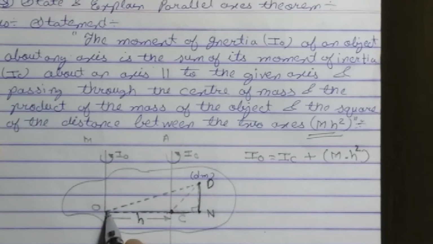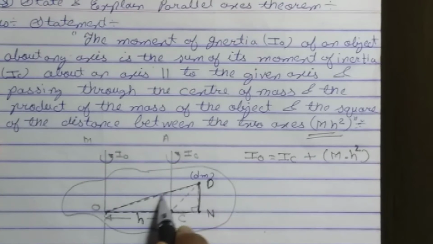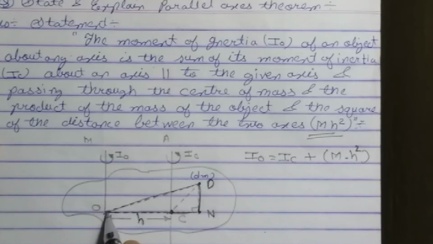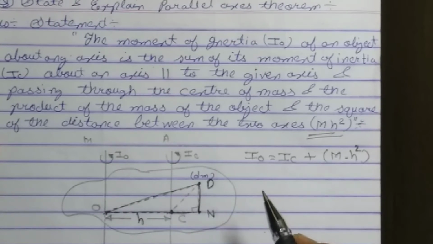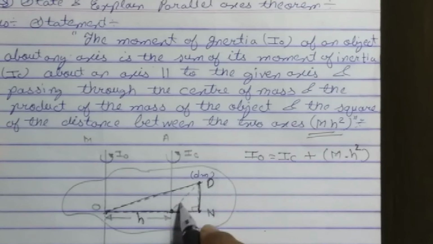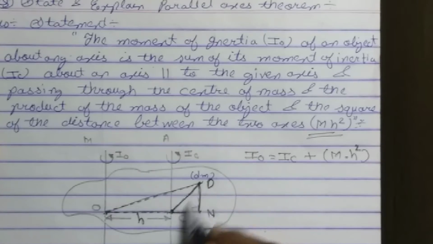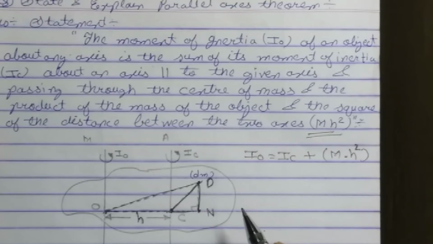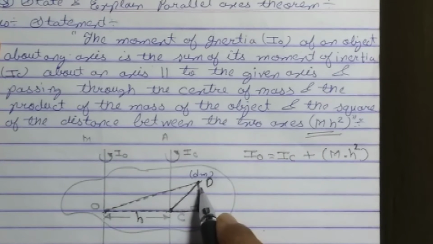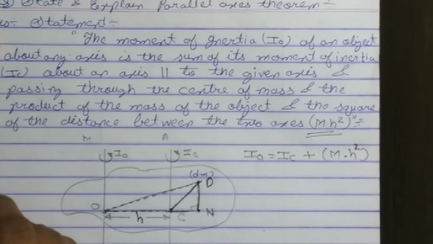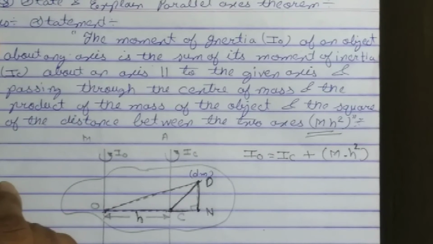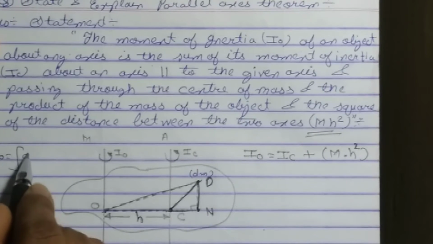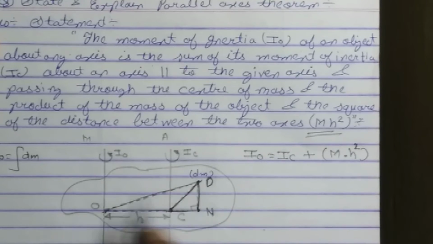Students, the distance of that particular point from the axis passing through O is OD. And the distance of this point from the axis passing through the center of mass is CD. So let us find the moment of inertia of the particle which is at a distance of OD. The moment of inertia of this particle about an axis passing through O is given by mass into distance square.